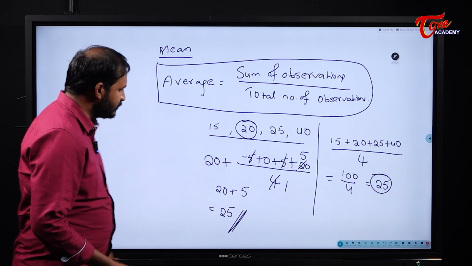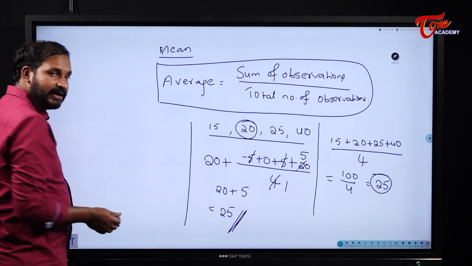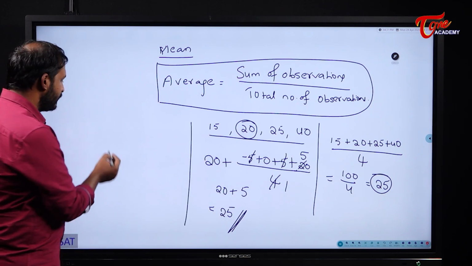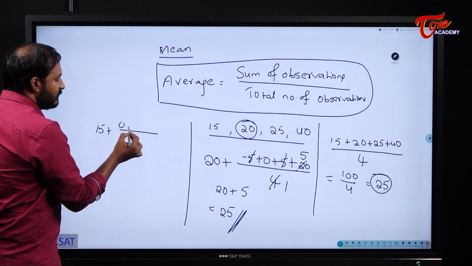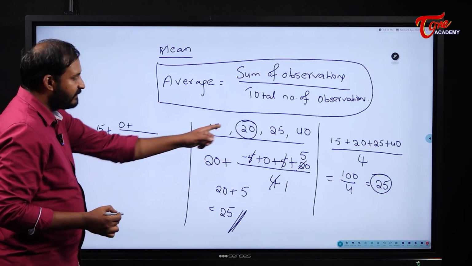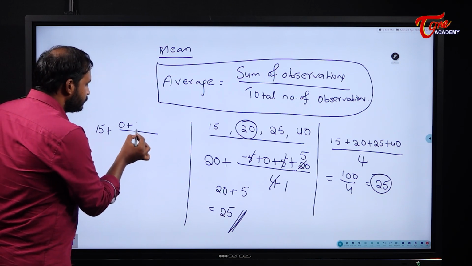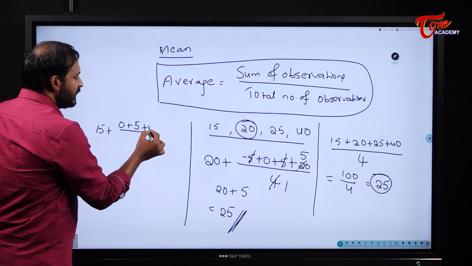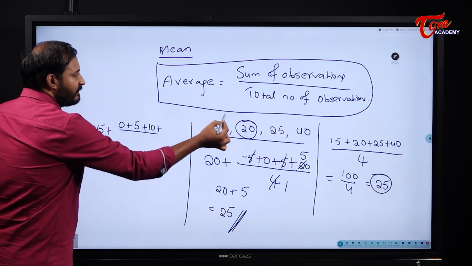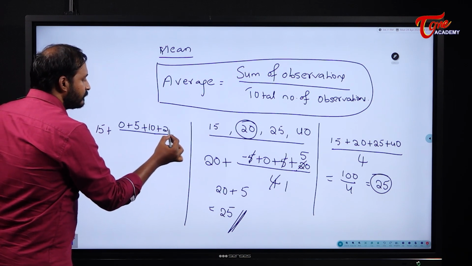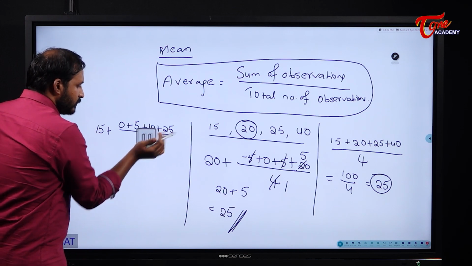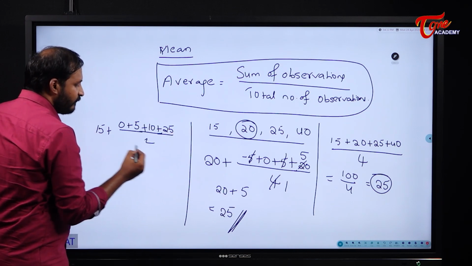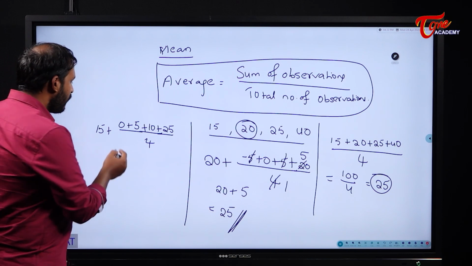Not only 20, students, you can take anything. For time being, I will take 15. There is no wrong in taking 15 also. If I take 15, when I compare 15 with 15, what is the value? I will get 0. When I compare 15 with 20, I will get 5. When I compare 15 with 25, I will get 10. When I compare 15 with 40, I will get 25. The total number of observations here are 4. So now what happens to this?